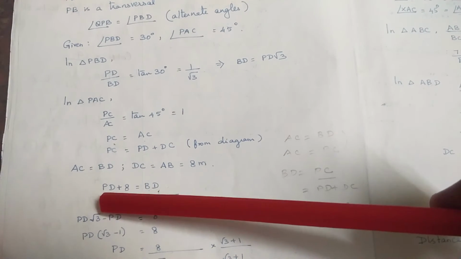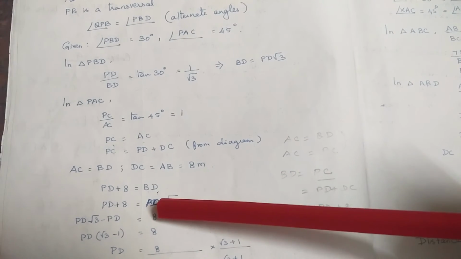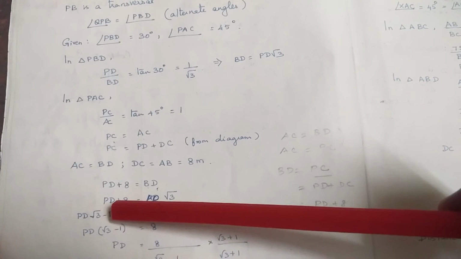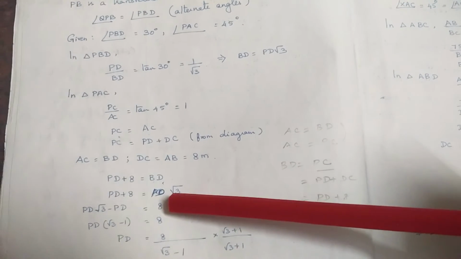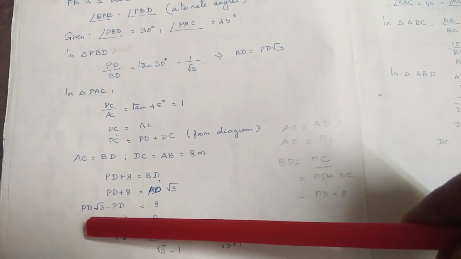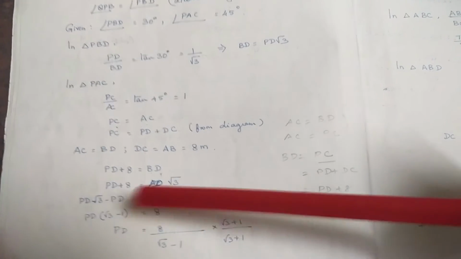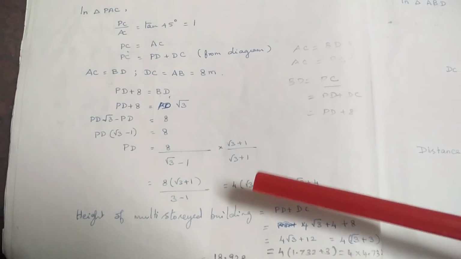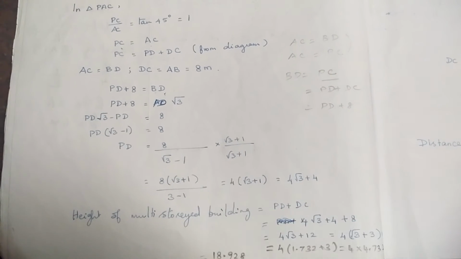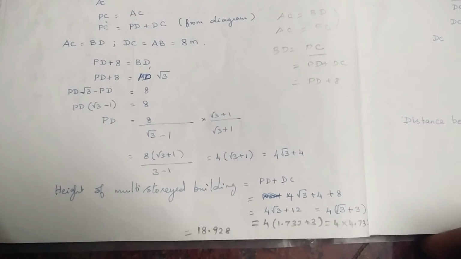That's why you have to write BD here, and instead of BD you write PD root 3, and then bring PD to one side. PD root 3 minus PD equals 8. Then you have to take PD as common. PD into root 3 minus 1 equals 8. Then PD equals 8 by root 3 minus 1. Then multiply by the conjugate, root 3 plus 1 by root 3 plus 1. Then simplify yourself, 4 into root 3 plus 1. Then you will write 4 root 3 plus 4. This is the value of PD.